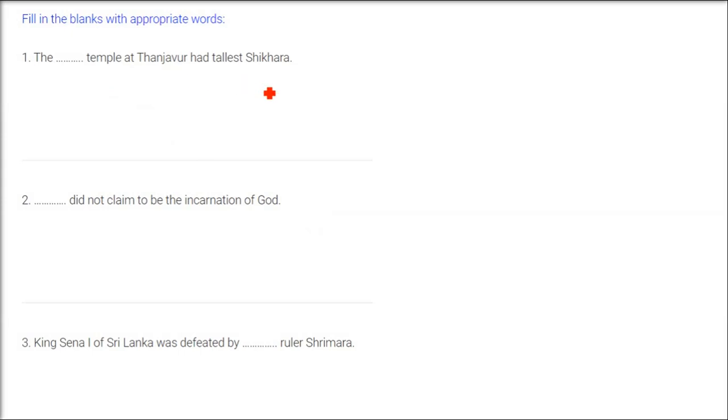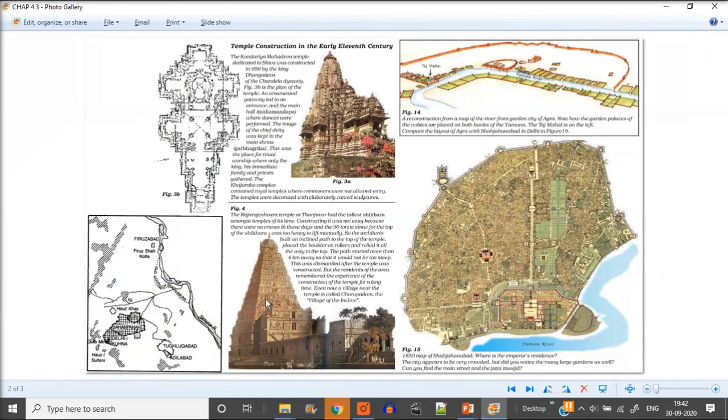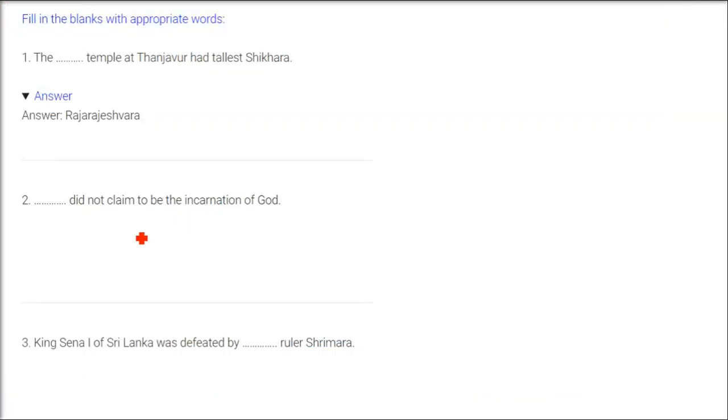Now fill in the blanks. The Rajarajeshwara temple at Tanjavur had the tallest Shikhara. Let me tell you again, as I also told you, Rajarajeshwara temple, tallest Shikhara. Muslim sultans did not claim to be the incarnation of God. Hindus, as we have learned in this chapter, were saying that they are incarnations of God. But Muslims were not saying it, because for Muslims there is only one God, and in Hindus we have 30 crore Gods. So Muslim sultans were not claiming that they are incarnations, but some people say that they are shadows of God. They wrote like this.